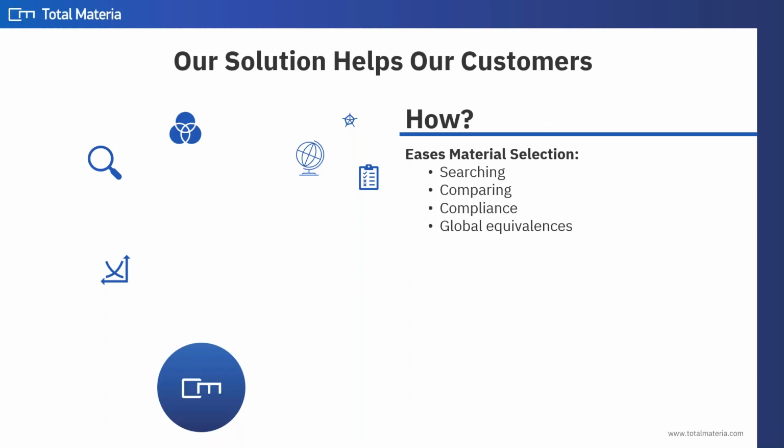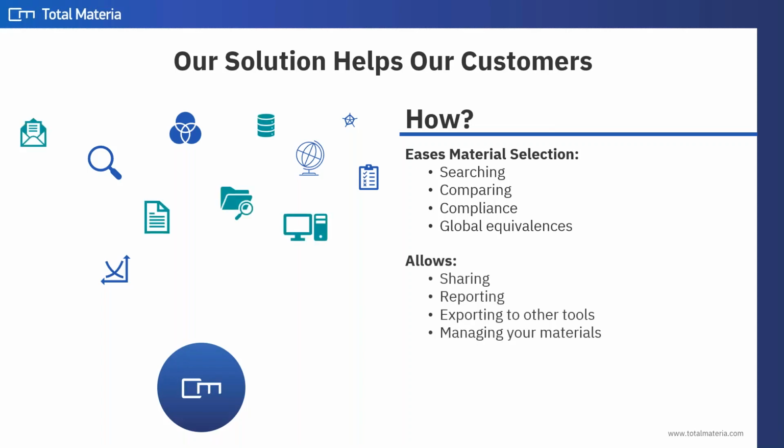And we also have global equivalences. You could quickly find different global equivalences around the world from both standardized information and other sources. It also allows you to share all your findings, report on it, export material properties to other tools for simulation perhaps, and also manage your materials. And when I say manage your own materials, you could favorite different materials and make a list of your frequently used materials so you could quickly access the material information you're looking for.